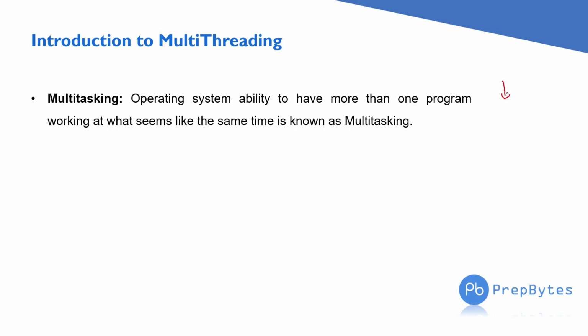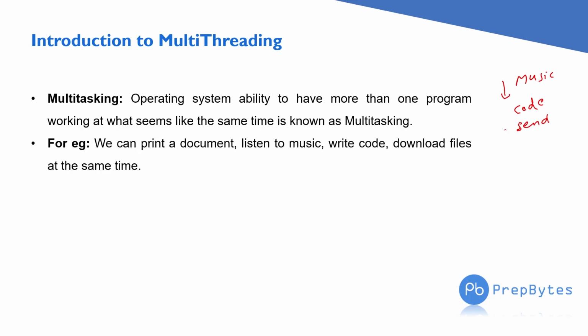We can do many different things in our computer. We can download files, simultaneously we can listen to music, correct? Simultaneously, we can write code also in our code editors. What else can you do? You can send mails, correct? So you can do many different things. For example, we can print a document, listen to music, write code, download files all at the same time. This is known as multitasking, correct?